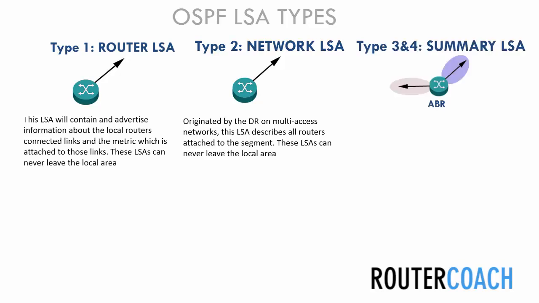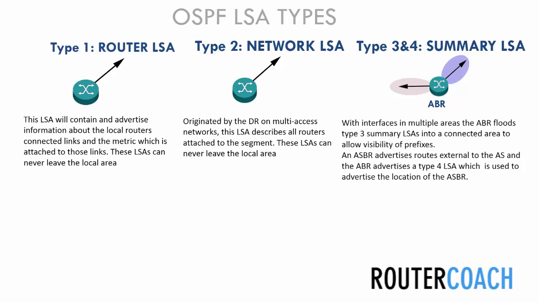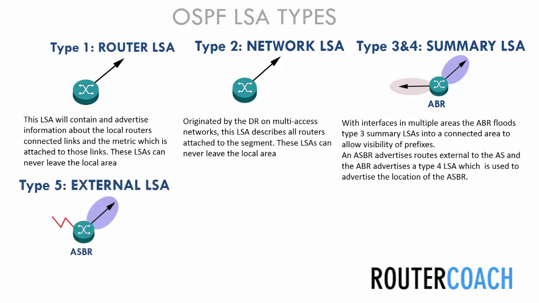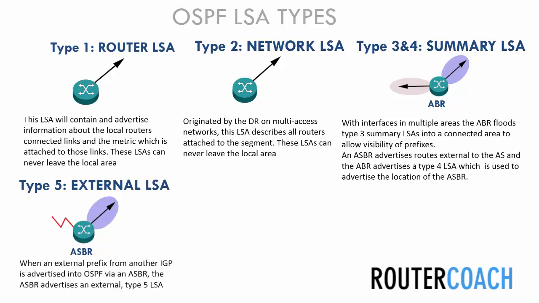Then we have Type 3 and Type 4 summary LSAs. The Type 3 LSA is generated by the area border router detailing networks that are outside of that area, and the Type 4 ASBR summary LSA describes the location of the ASBR. Next up, we have the Type 5 external LSAs. And when routes are redistributed into OSPF from an external routing protocol, or maybe even a static route or a default route, these are going to be described in a Type 5 external LSA.